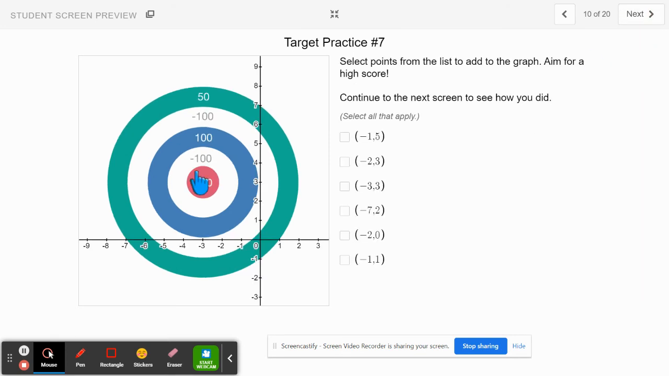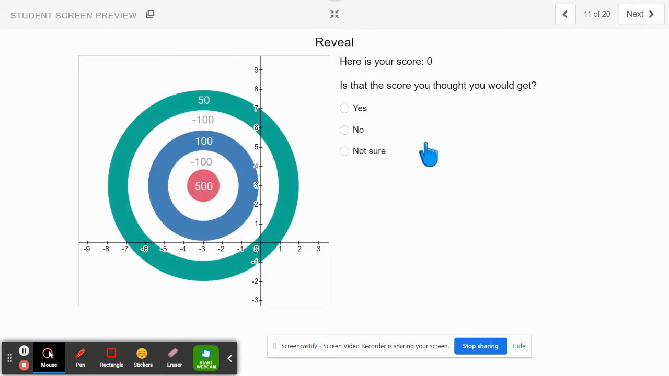This one's a little interesting. You're trying to get as many points as you can. So click the points you want to include on this bullseye. All right. And then was the score what you thought it was going to be? Okay. That was your intro into graphing.